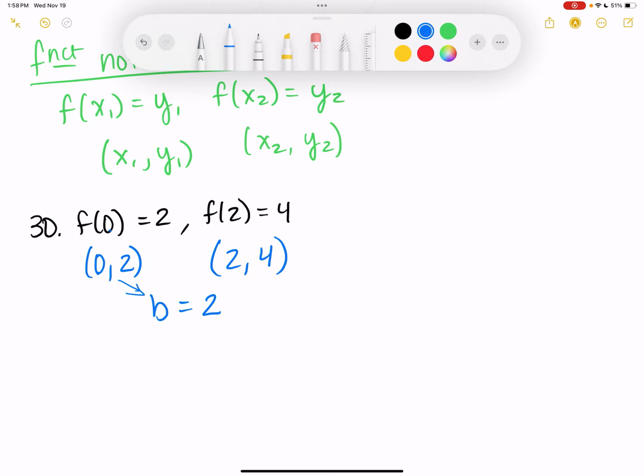Problem 34. f of negative 2 equals 6, and f of 0 equals negative 4. So that would be negative 2, comma, 6, and that would be 0, comma, negative 4. And then the b would be negative 4 since the 0's on that side. And then m equals negative 4 minus 6.